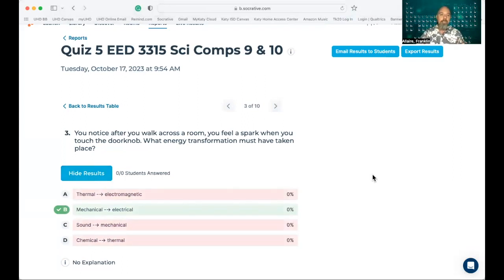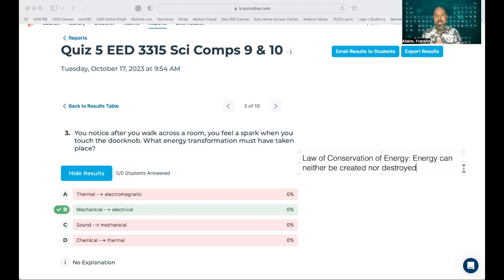All right, the law of conservation of energy says that energy can neither be created nor destroyed. So it has to come from someplace and it has to go to someplace. It can't just appear out of nowhere and then disappear. So what happens is that energy can be transformed.